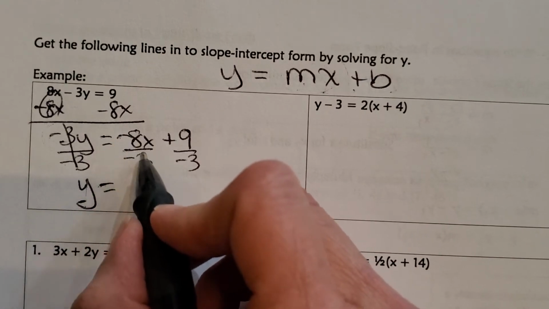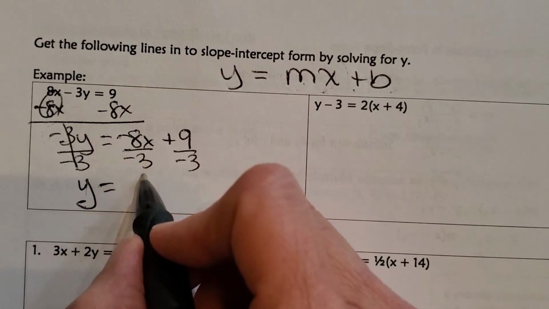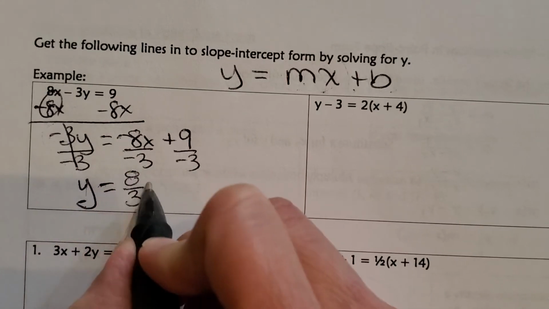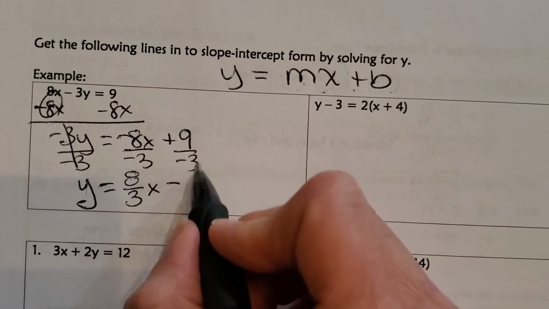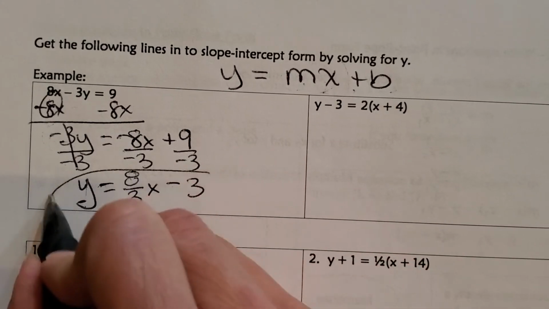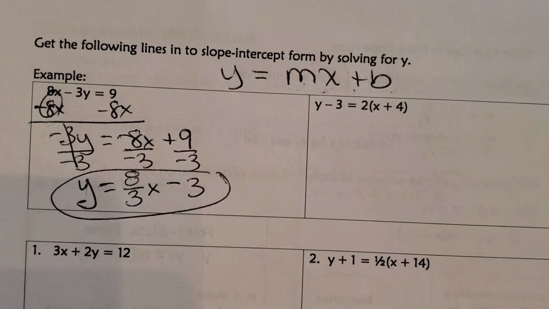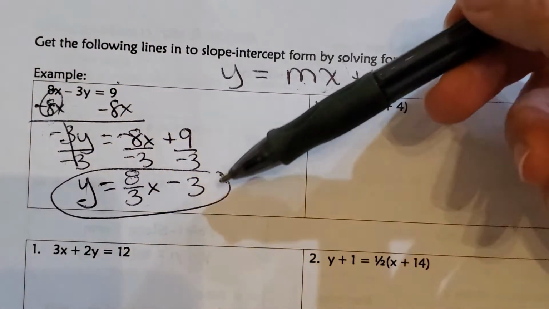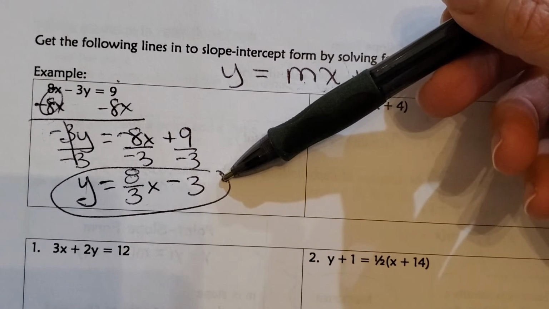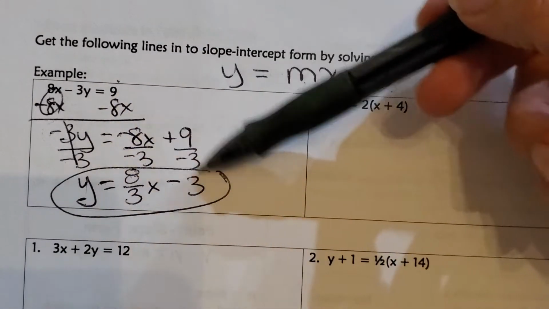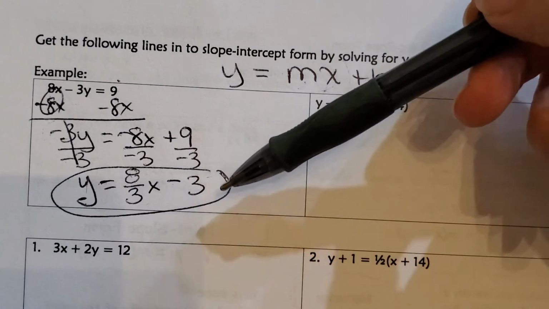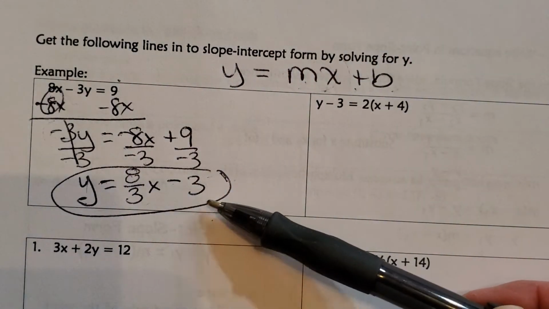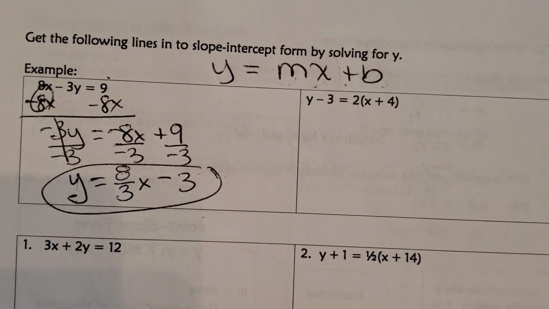Although 3 doesn't go into 8, there's nothing to reduce. The two negatives, a negative divided by negative, makes it a positive. So I get 8/3 x, and then 9 divided by -3 is -3. So this is the equation in slope-intercept form. It's the same equation. If you put this or that in a graphing calculator, you're going to get the same line, but it's important to be able to know how to get it into slope-intercept form, because really that's the easiest way to graph it if you're doing it by hand.